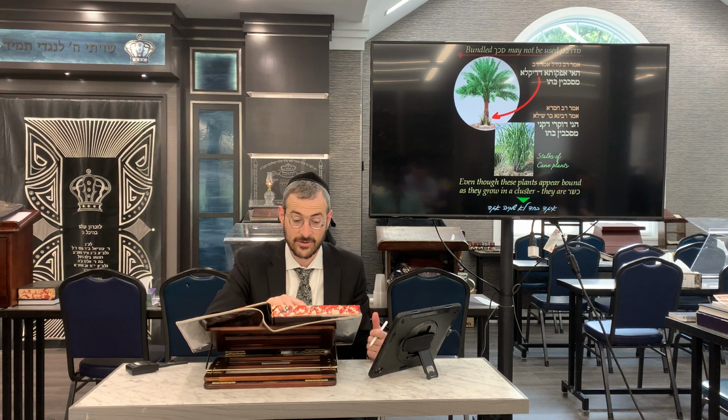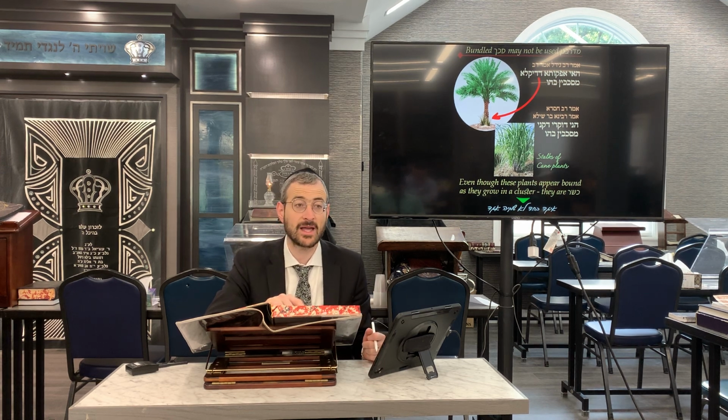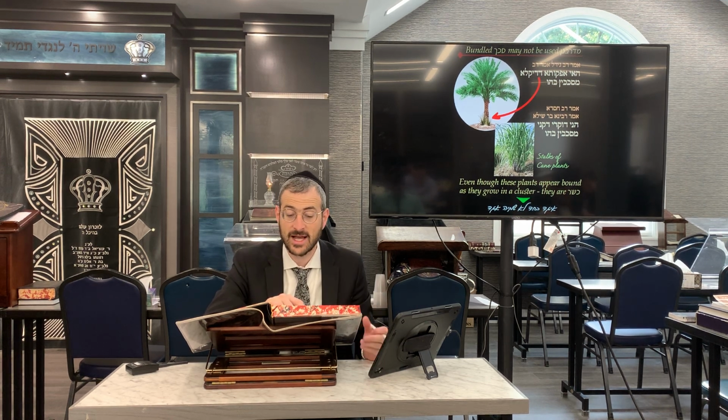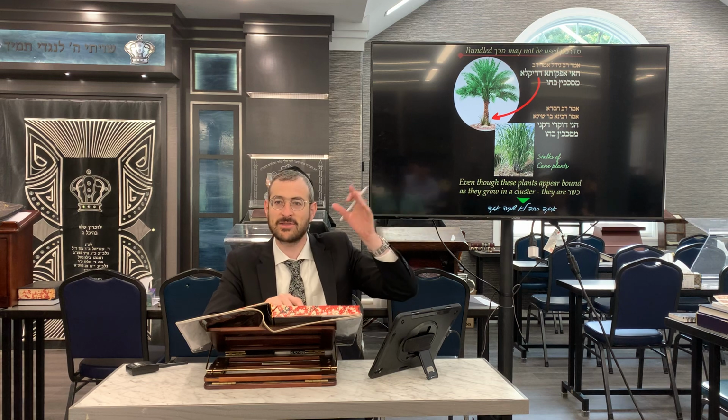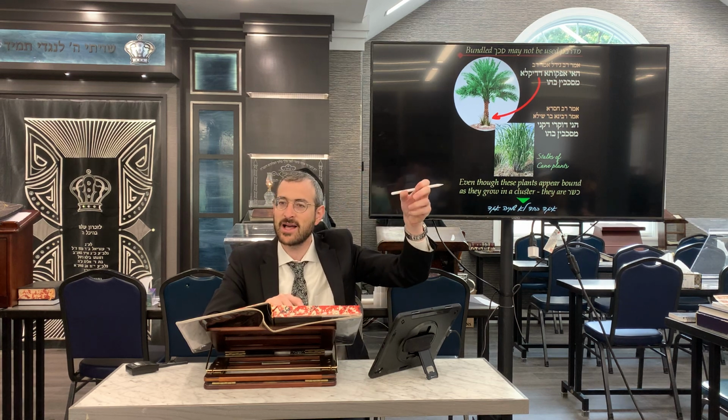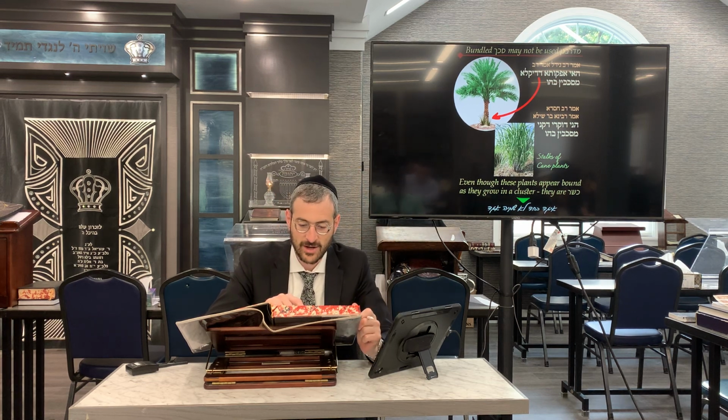Although they're bound together, if it's naturally bound, that's not considered a bundle. And moreover, even though, let's say, it's connected to the bottom but starting to spread out, and the guy wants to make sure he can make bundles of schach, that's also not a problem.